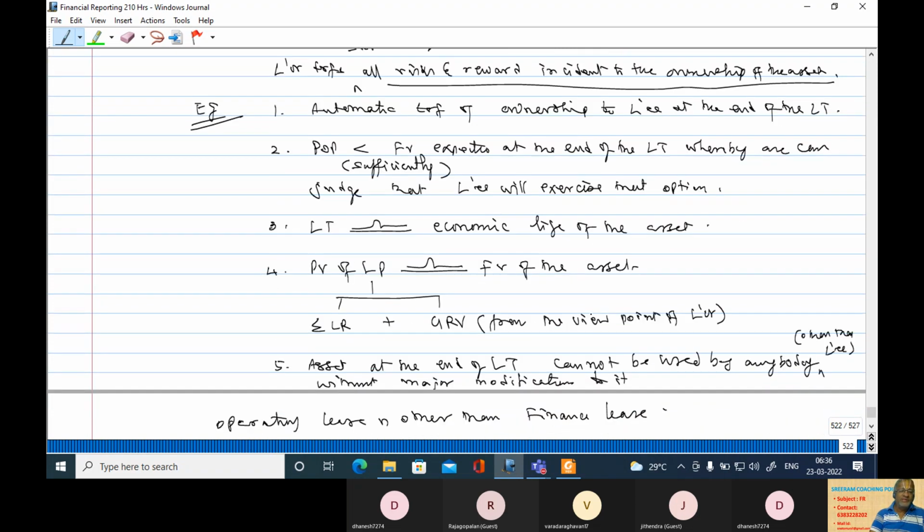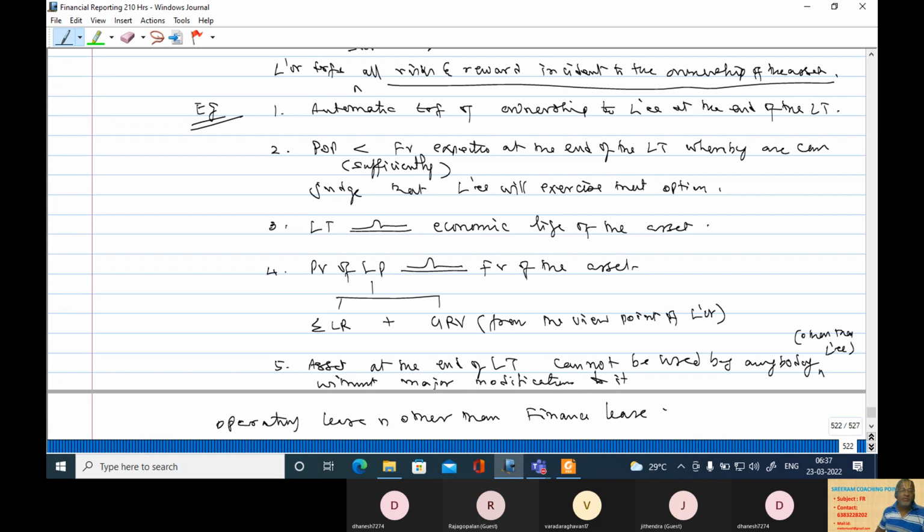Then, when purchase option price is sufficiently lower when compared to the expected fair value of the asset at the end of the term, whereby one can easily judge that lessee will definitely be exercising the option. So, where the difference between the purchase option price and the expected fair value is sufficient. When purchase option price is very much closer to fair value, there is no meaning in exercising it, and therefore nobody can judge whether the lessee will exercise or not. Only when purchase option price is sufficiently lower, then you can judge that lessee will exercise the option. 3. Lease term is equivalent to or closer to economic life of the asset.